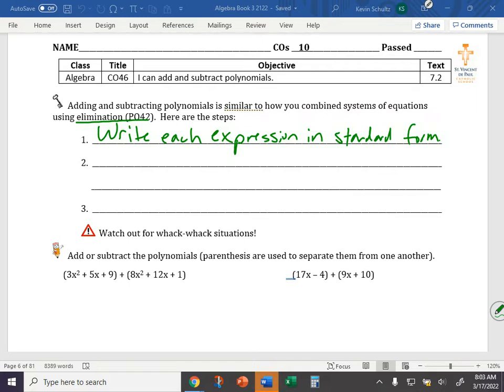So, write each expression in standard form. That's why we covered it yesterday. You know how to do it, and that's how you should start. Okay. Number 2 is the trickiest of the 3 steps.